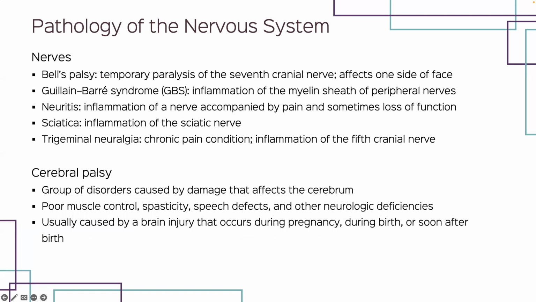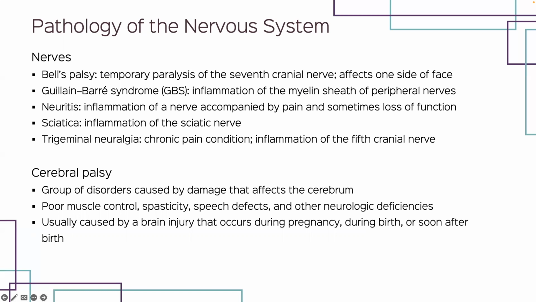Pathologies of the nerves themselves: Guillain-Barré syndrome or GBS, that's going to be an inflammation of the myelin sheath of the peripheral nerves. Sciatica is inflammation of that sciatic nerve. Trigeminal neuralgia is going to be a chronic pain condition of that fifth cranial nerve.